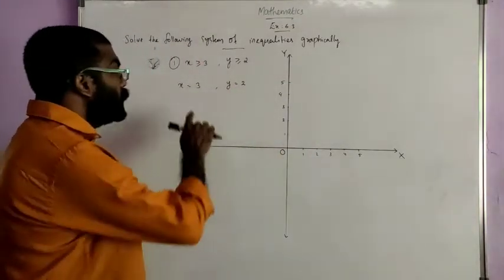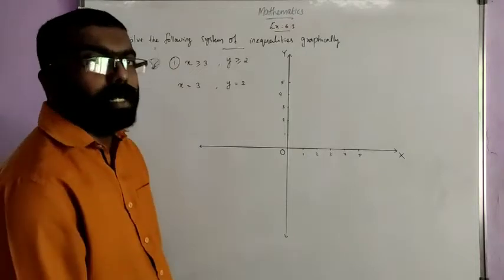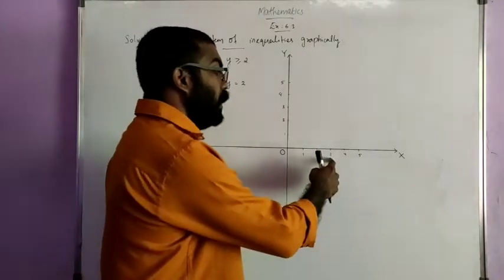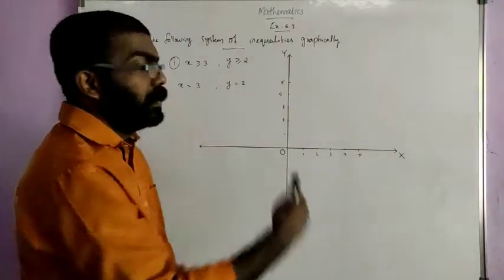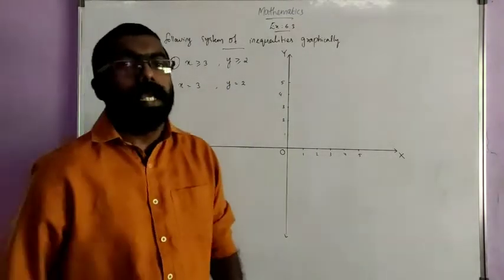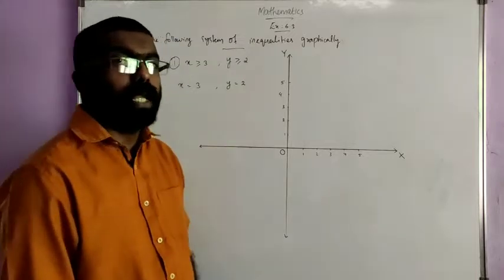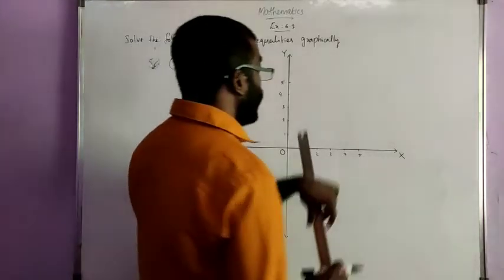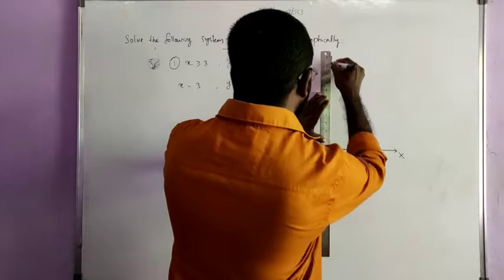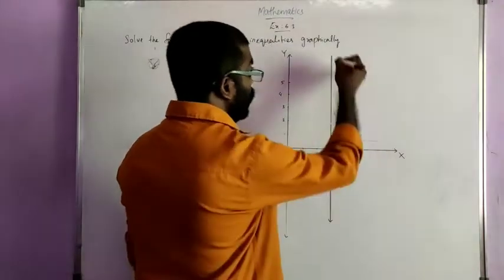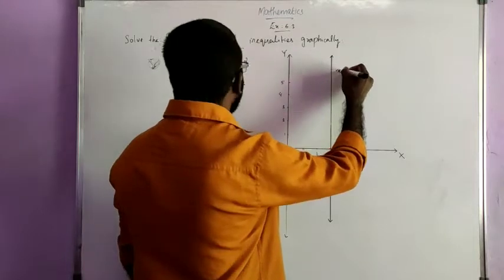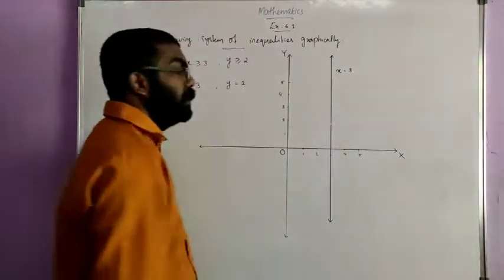Okay, first one is x equal to 3. That means through x equal to 3, we have to draw a line which is parallel to the y axis. We know x equal to a is a line which is parallel to the y axis. So here we can draw the line. Here we can write x is equal to 3.